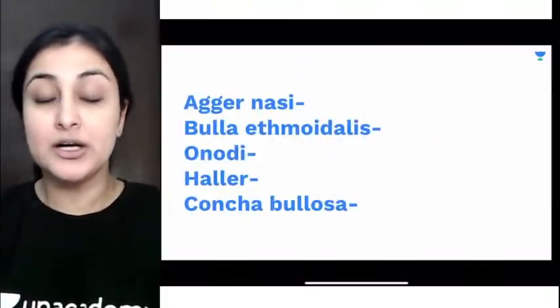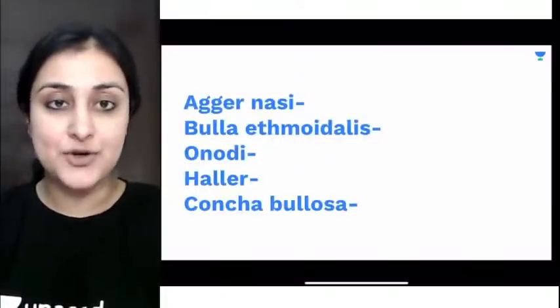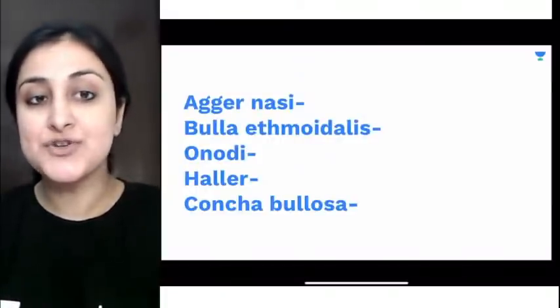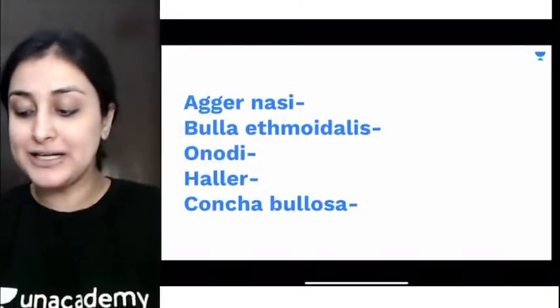Going on to the air cells. Alright, so going on to the ethmoid air cells on CT, which is very frequently tested.